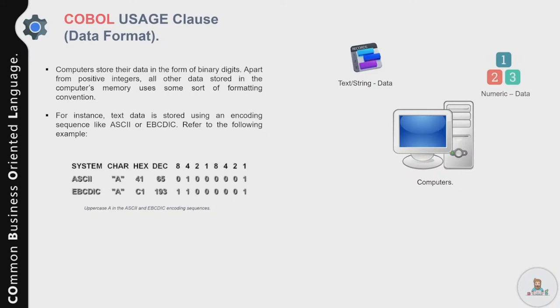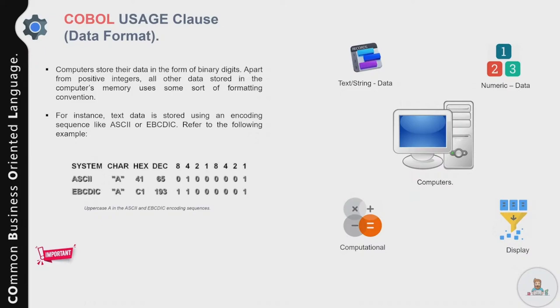So an encoding system is simply a convention that specifies that a particular set of bits represent a particular character. For instance, the following figure shows the bit configuration used to represent an uppercase A in the ASCII and EBCDIC encoding sequence. From a numerical data perspective, COBOL as a programming language gives you a lot of control over how numeric data is held in memory.